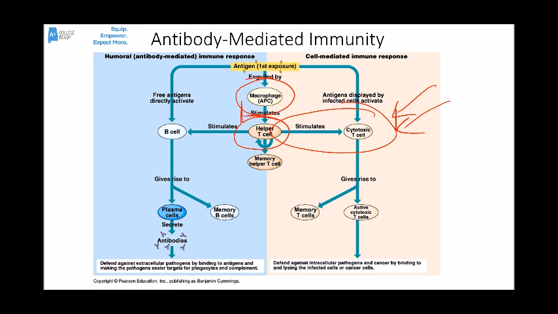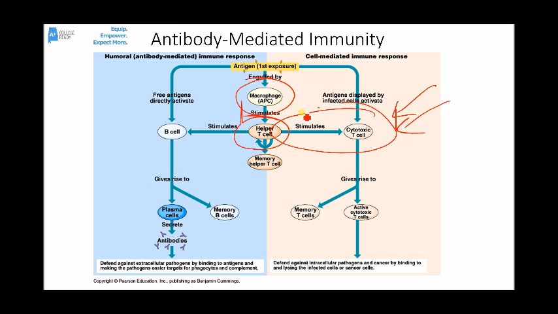The cytotoxic T cell can pick up on those, and essentially that's a signal to the cytotoxic T cell that it needs to destroy that cell that is presenting bacterial or viral antigens. And it will do that essentially by puncturing it, by perforating it, poking holes in it, killing the cell.